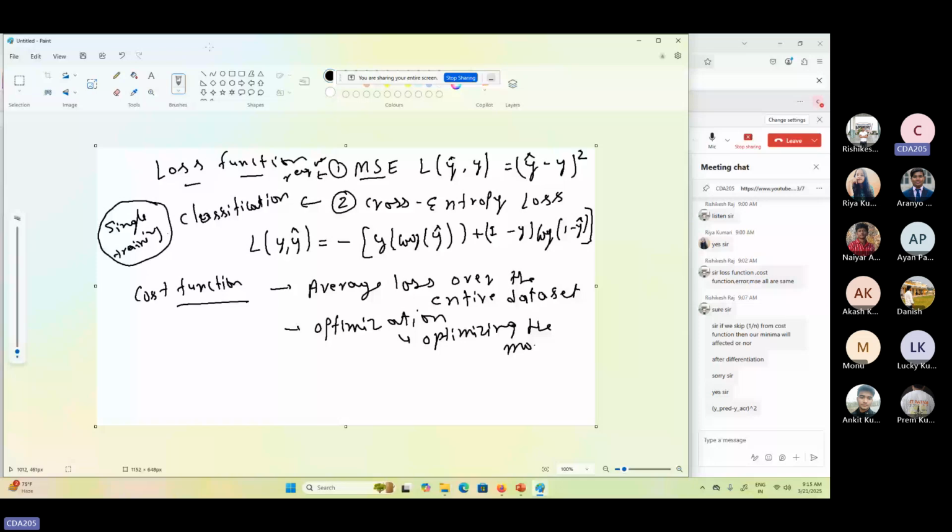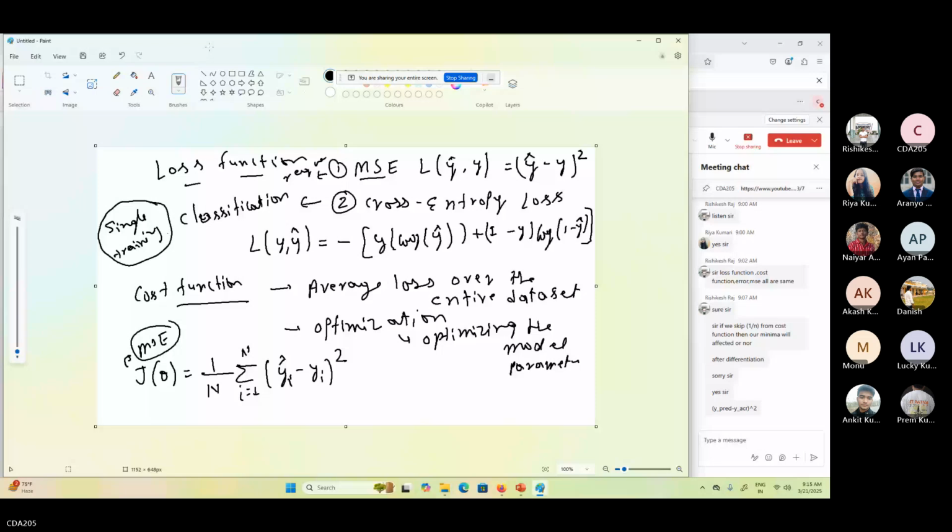Okay, now if we have to calculate it, then what is the symbol for that? That is J(theta) is equal to 1 by n, summation of i equals 1 to n, (yi cap minus yi) square. This is also what? MSE के थ्रू भी निकालते हैं. You got the point, Rishikesh?